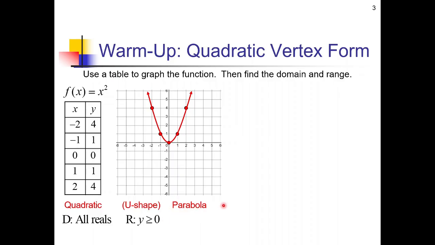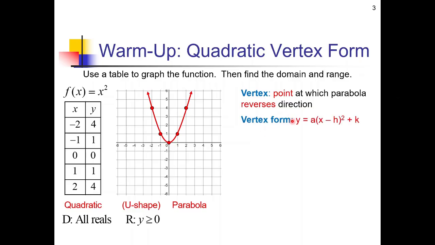So now one key feature of these types of functions here is that unlike the linear functions, but similar to the absolute value, we see that we've got this turnaround point. We call that the vertex, the point at which the parabola reverses directions. And there's actually a specific form of a parabola called the vertex form. And here it is. y equals, or f of x equals, a times (x minus h) squared plus k.